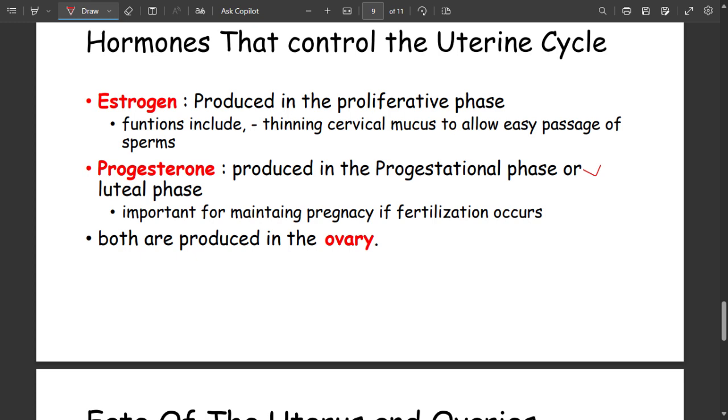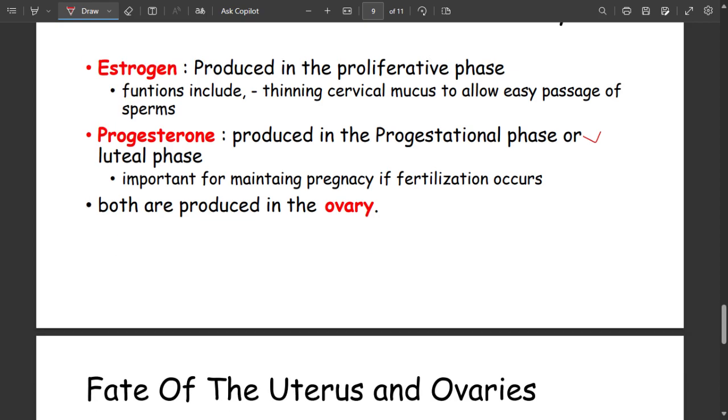So like you have seen that the hormones that control the ovarian cycle, they are produced in the pituitary gland, the anterior pituitary gland. But those that influence the uterine cycle are produced in the ovary. So by influence of FSH and LH, they're going to influence changes in the ovary that are going to cause production of progesterone and estrogen in the ovaries, and then those hormones are going to influence the uterine cycle. So that's how they are interlinked to each other.